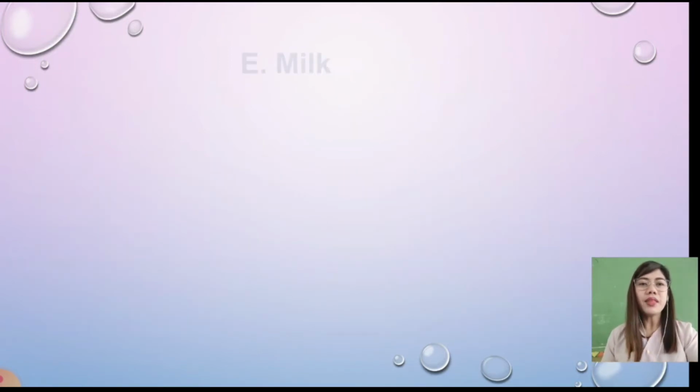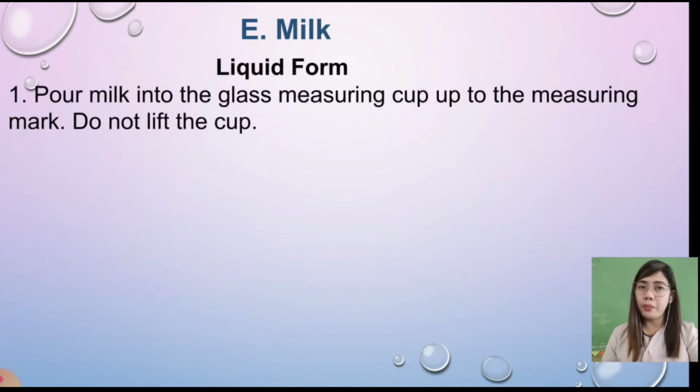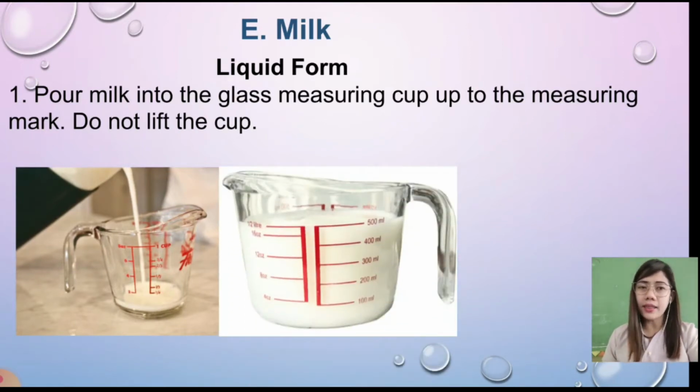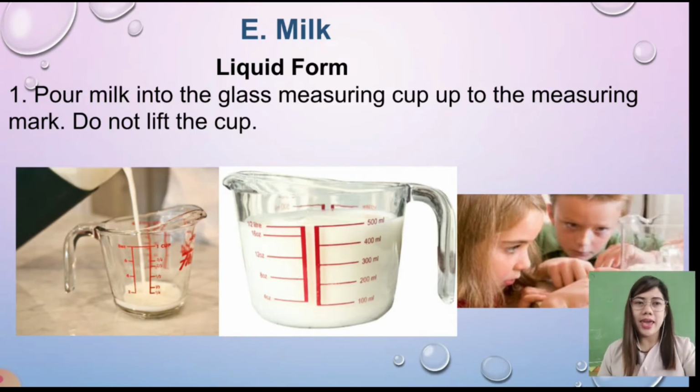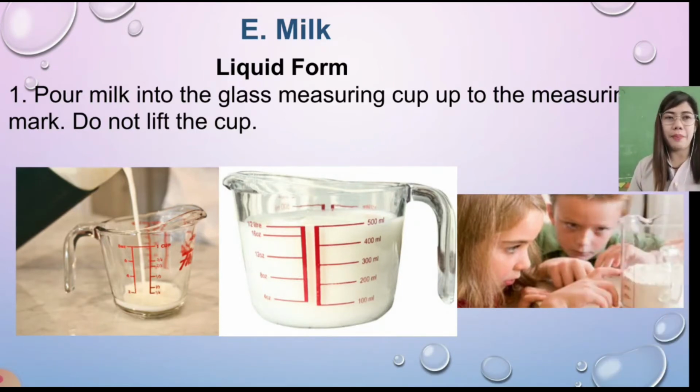Next, just like for the milk, same with our oil. Pour the milk in the glass measuring cup to the measuring mark. Again, do not lift our cup. Just place it on a flat surface, pour it, and check at our eye level, like that.